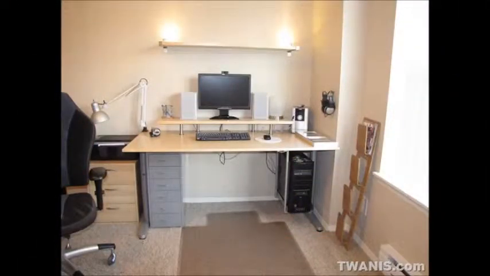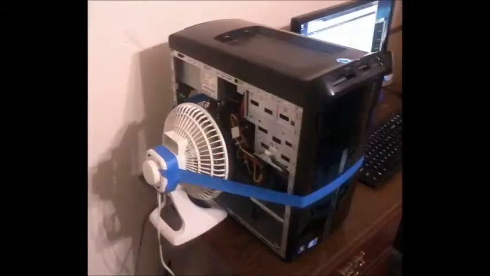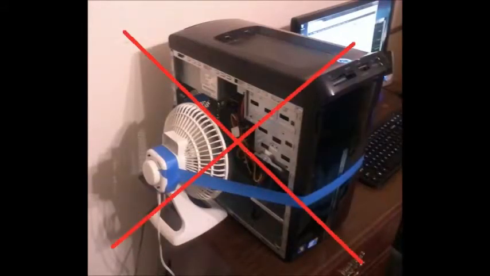As we can see, the computer is off the ground, allowing airflow. The case is out of the way but not encased. The essential equipment for the user, such as a keyboard, mouse, and monitor, are placed in areas suitable for proper posture. Here is an example of how not to cool down your computer.